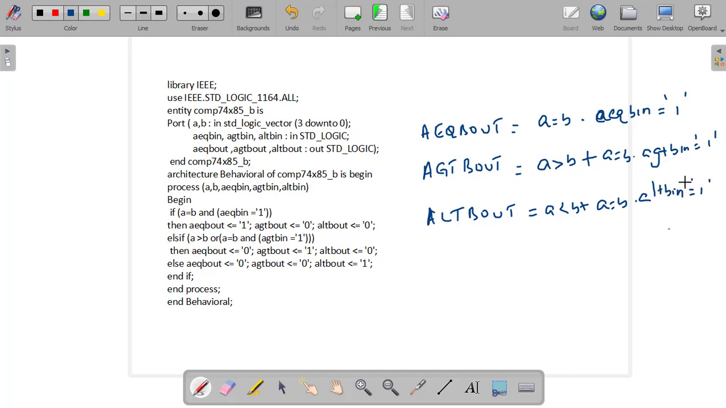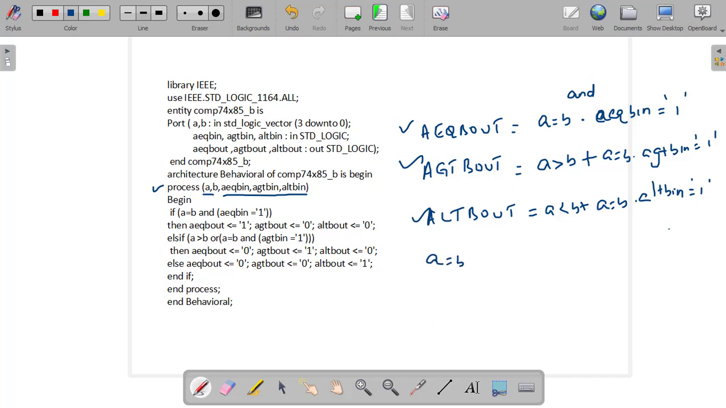This equation is converted into VHDL code. In the process statement we are including inputs and control inputs. So see, a equal to b and a equal to b dot, you have placed and a equal to b input should be 1. Then what should be the output?